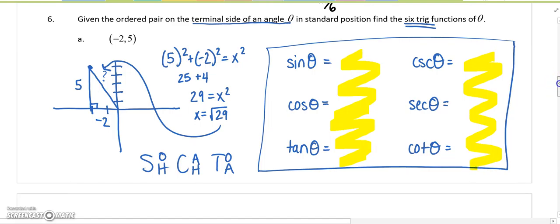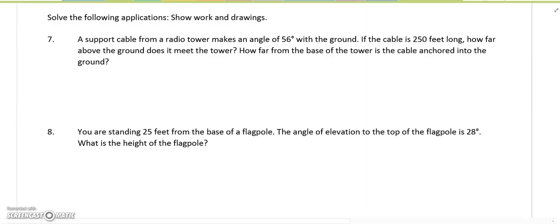Go ahead and flip it over. We got some word problems to do, and then I'm going to do graphing in a different video, so we'll just do the word problems here. So solve the following applications. Show work and drawings. Number 7, a support cable from a radio tower.